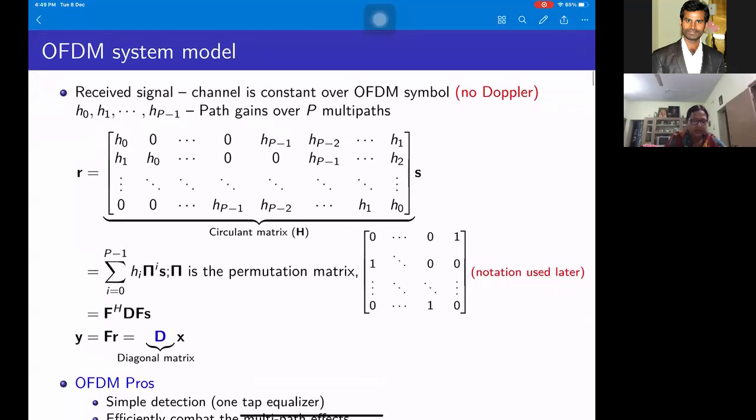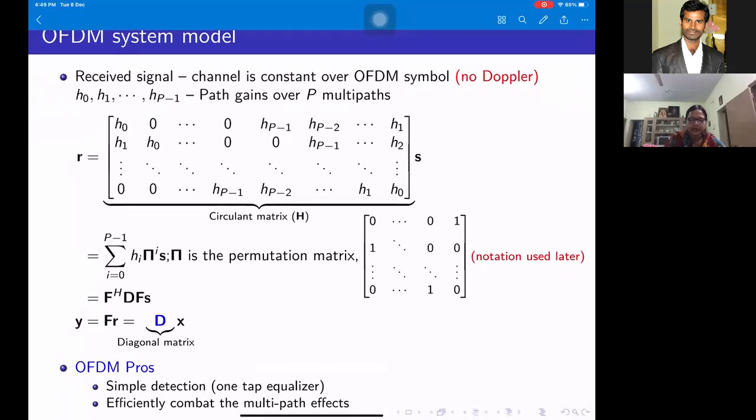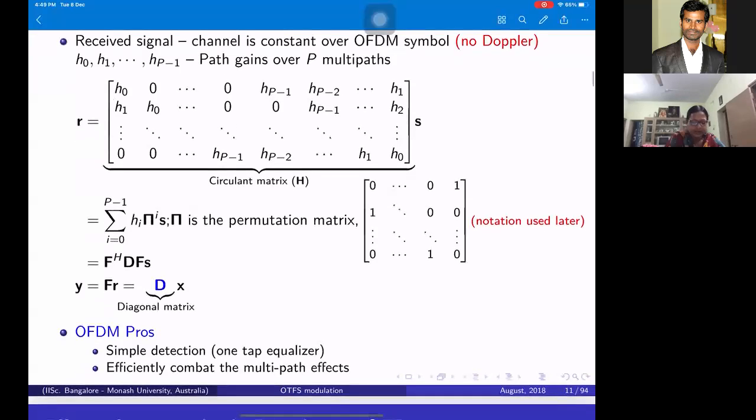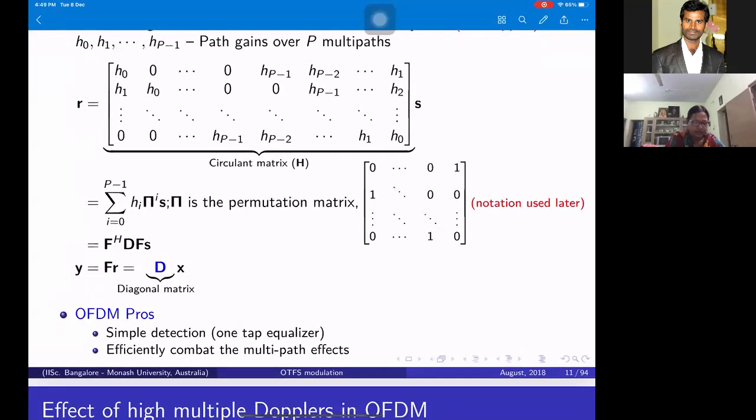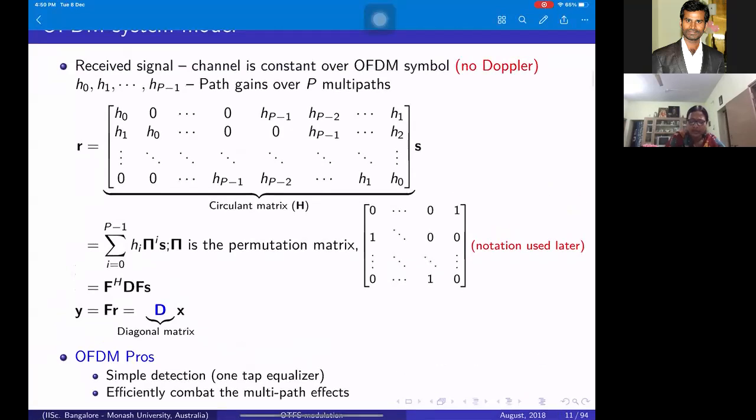So here we have accommodated the path gains for P multipaths. How they look like: H0, H1, they are moving in this fashion, right? So this is actually a circulant matrix H. This circulant matrix H in the permutation matrix, these notations are represented using F, D, F, S. That is, your received signal is actually F times R. So a diagonal matrix is introduced over here. X is your transmitted signal. So this goes to a delay-Doppler format of your matrix.